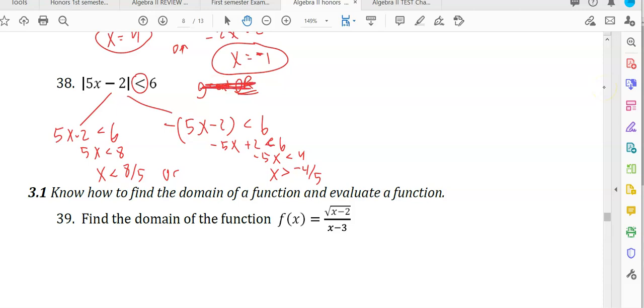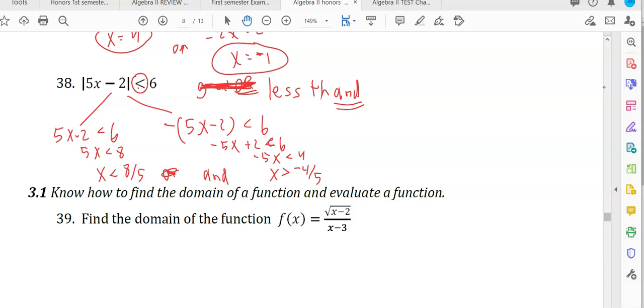So if it was a greater than sign, it would be or, but this is a less than sign. So less, just messing with you there. Less than the sign. So this is definitely an and. So if you put these two together, I want values that are smaller than 8/5 but bigger than -4/5.